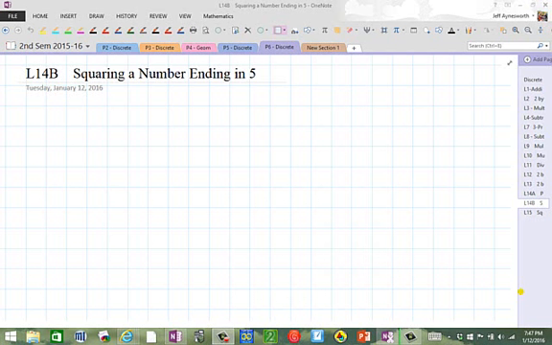Okay, everybody, this is Mr. Ainsworth, and we're going to learn how to square a number ending in 5. Whether you have a 2 or 3-digit number, it really doesn't matter. It's all done the same way. It just gets harder as you get to the triple digit numbers, especially when they get big.